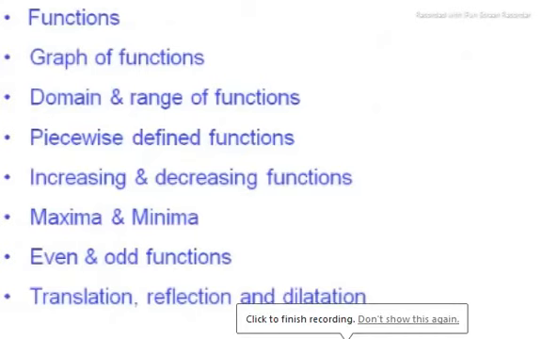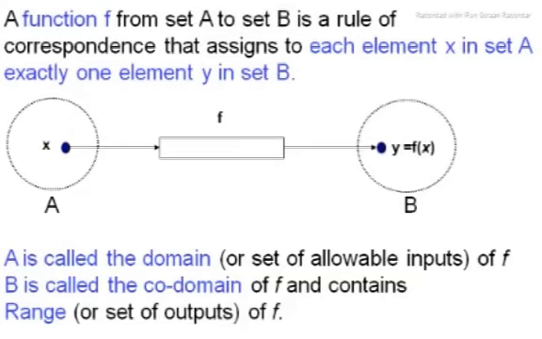A function from a set A to a set B is a mapping that assigns each element in A exactly one element in the set B. The set A is called the domain of the function and the set B is called the codomain of the function. The set of elements which we map to, using the definition of the function, is called the range of the function f.